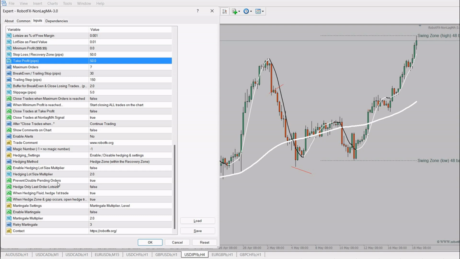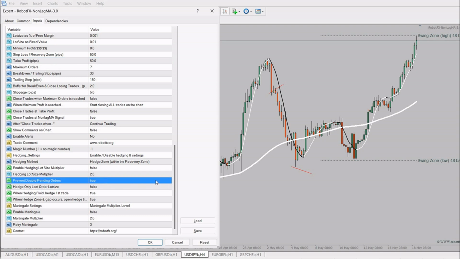There's the possibility to prevent the double pending order. There are some brokers that for some reason place 2 pending orders instead of 1. Set this to true, so the expert advisor will delete those orders and place only 1 instead. However, do mind that it shouldn't happen. I suggest you change the broker rather than use the settings, but there's a solution for that as well. By default, it is set to true, so leave it to true, just in case.